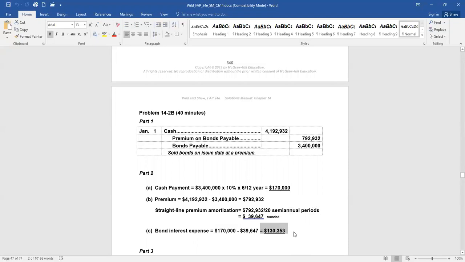Now, just a timeout before we see the journal entry to remind you, the premium on bonds payable account is called an adjunct account. It acts like a contra, so it changes its buddy. It has to have a buddy. But an adjunct increases a buddy, whereas contras decrease, because the adjunct is increased on the same side as its buddy.